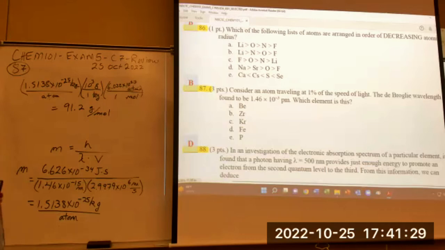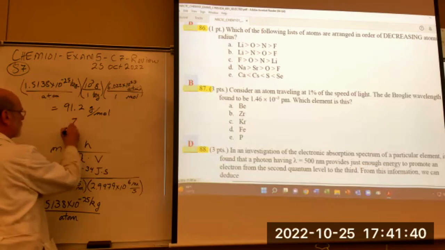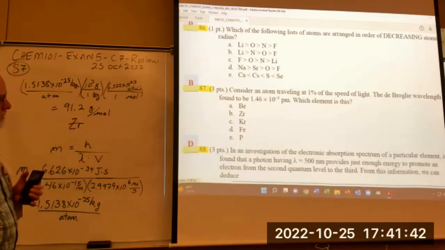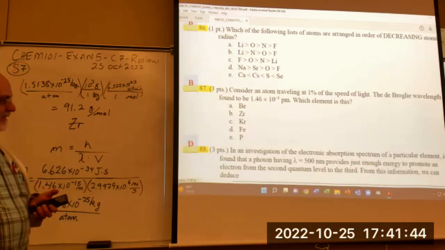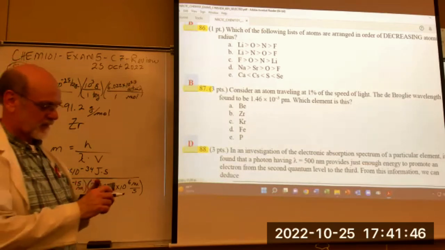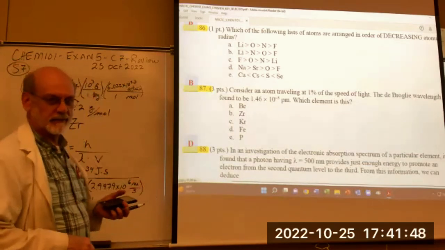So which one comes close to that? We look at our periodic table, 91.2. And following along, I think we're on zirconium. There we go. That was a tough one. That looks like extra credit problem time.